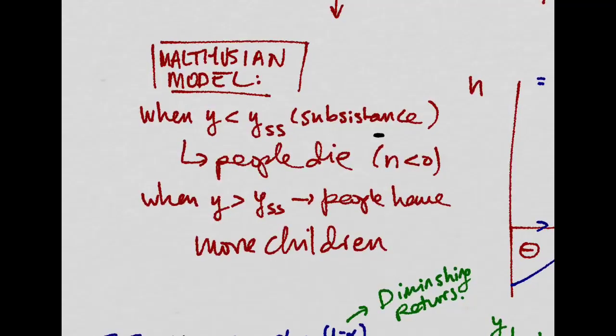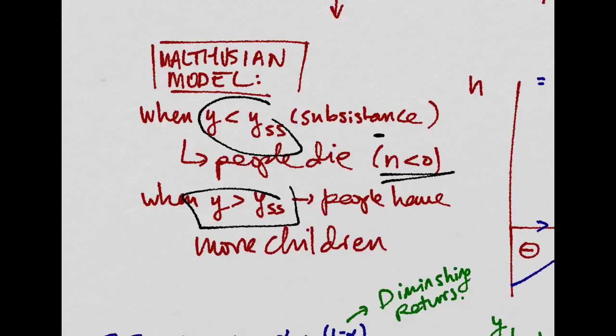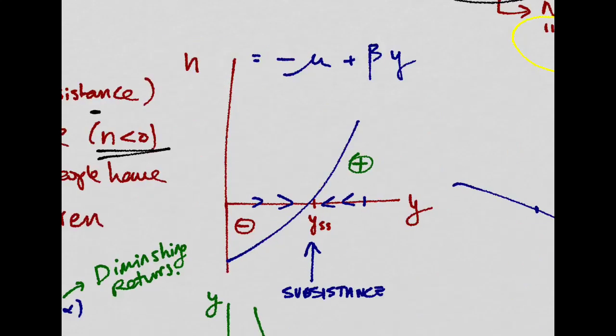The relation between population growth and income is very crude in this model. So basically, whenever income goes below a certain subsistence level, people die. So population growth is negative, and whenever people and societies are above their subsistence level, they start having more children. So N is positive. So the way we plot this is like this. So when income is high with respect to the subsistence level, N is positive, and vice versa.